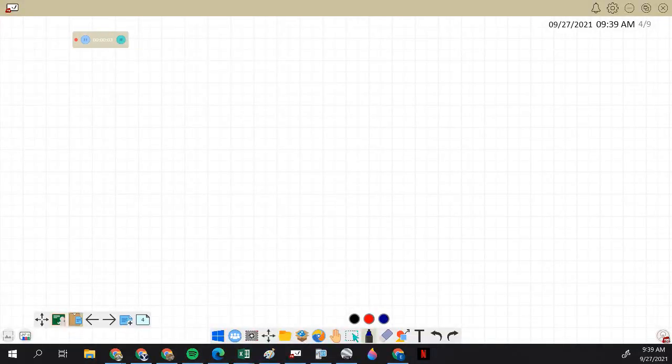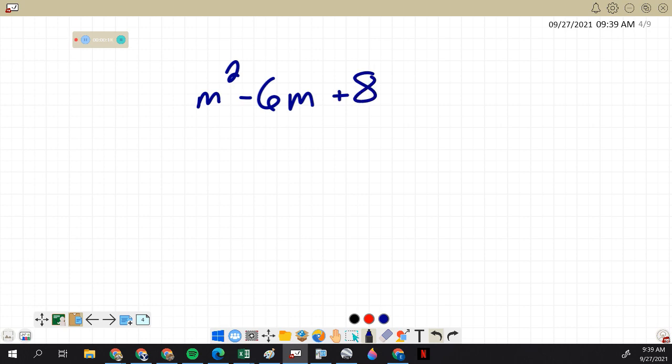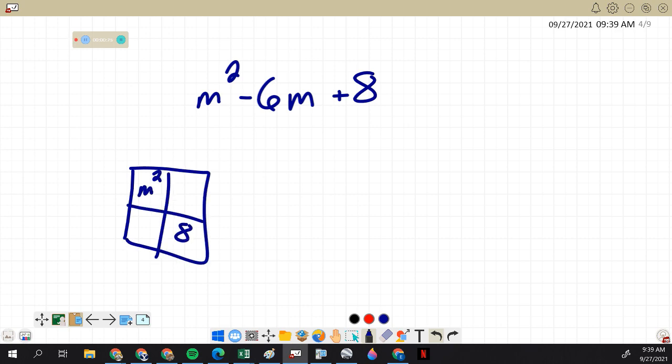Today we're working on the factoring trinomials worksheet. If I had m squared minus 6m plus 8, and we wanted to factor that, we put m squared in the first box, 8 in the second, in the last, multiply those together, and I get 8m squared. And then I write down all the factor pairs for 8: 1 and 8, 2 and 4, and there aren't any more.